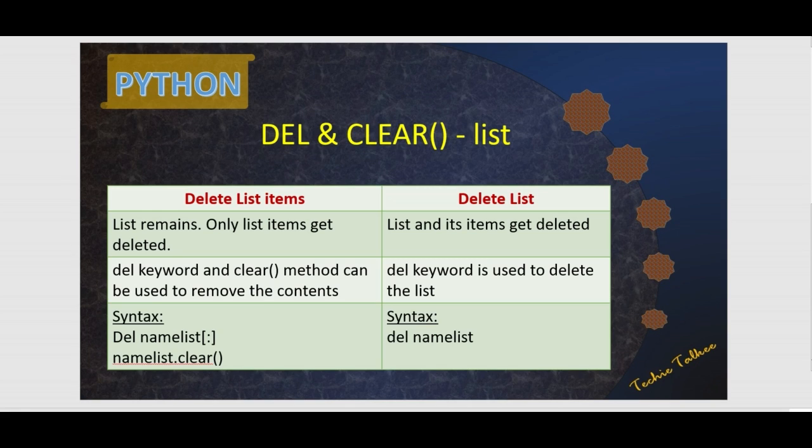Hey guys, hope you now understood the difference between the del keyword and the clear method and how we can use it to delete the list or to delete the list items.